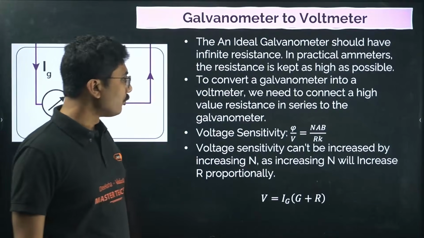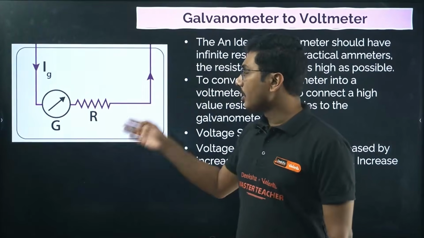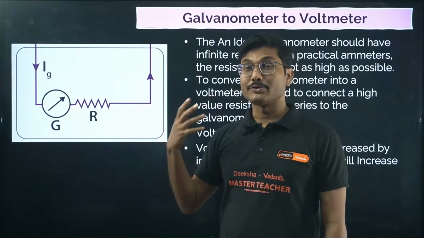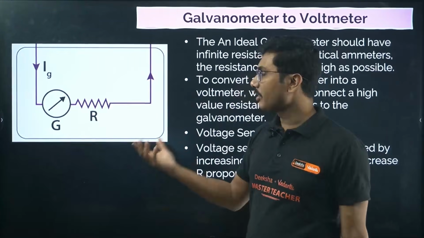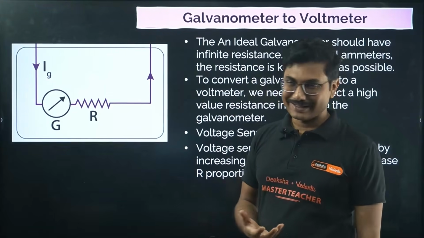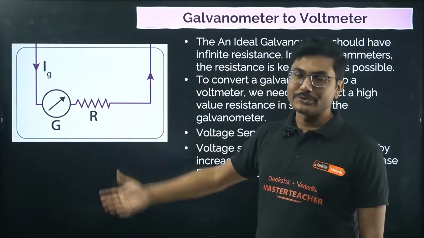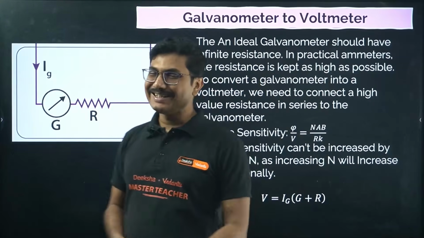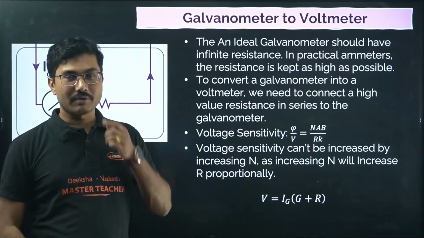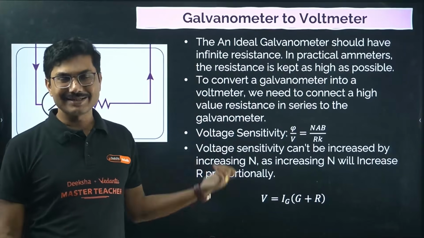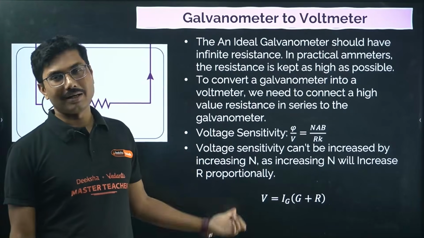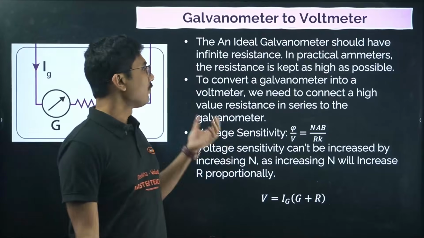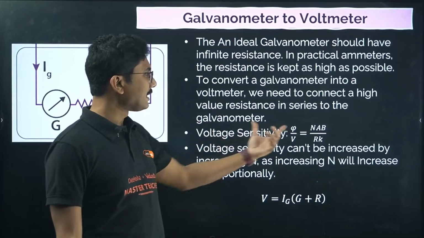Now galvanometer to voltmeter. An ideal voltmeter should have an infinite resistance, but we cannot have an infinite resistance which can measure voltage. So that's why we use something which has a very high resistance, and for that we use a series resistance along with the galvanometer to increase its resistance, and thus it will be helpful to measure voltage. Now the voltage sensitivity is given by this.